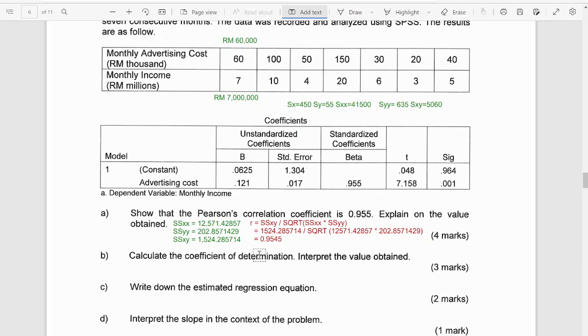So in this case, the value is very close to 1. So that means there is a very strong relationship between the two variables. And then the value is positive. So that means positive linear relationship. So how are you going to explain? So in this case, you can just say that. Okay, sorry. Saya tapak bawah. Kita naikkan ke atas sikit.